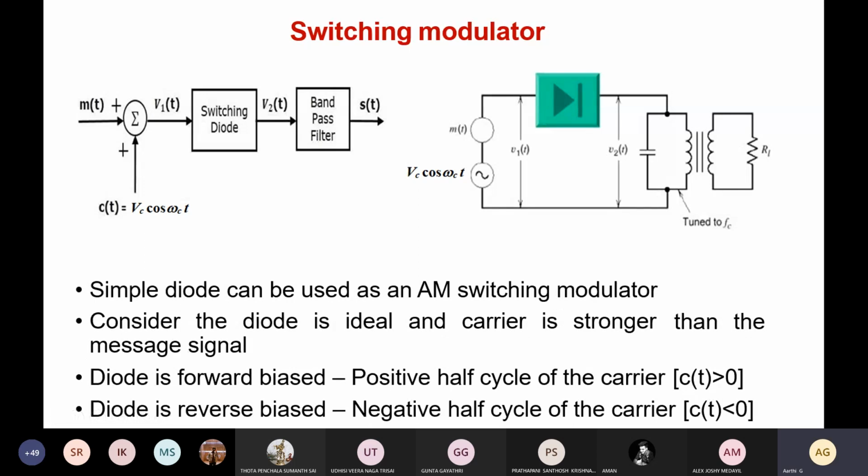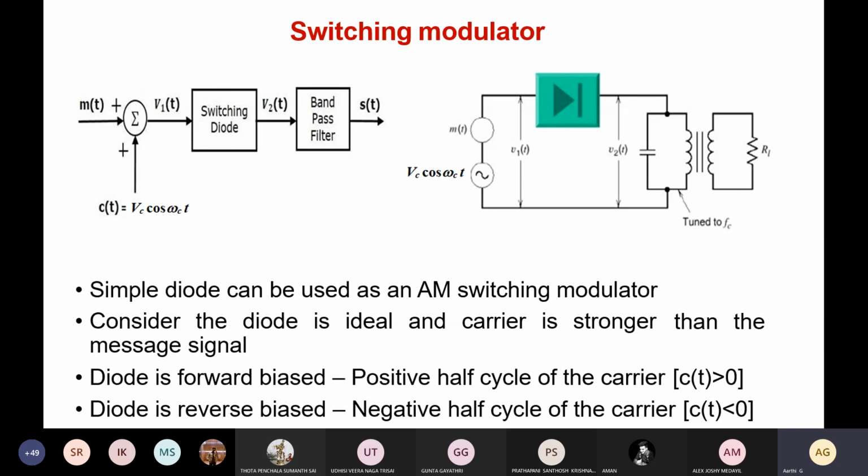A simple diode can be used as an AM switching modulator. Consider the diode is ideal and the carrier is stronger than the message signal. When the diode is forward biased, the positive half cycle of the carrier C of t will be greater than 0. And when it is reverse biased, the negative half cycle of the carrier will be less than 0. So basically it is going to act as a switch, so we are going to have high and low, or positive, negative.